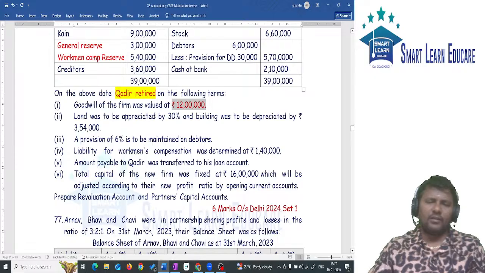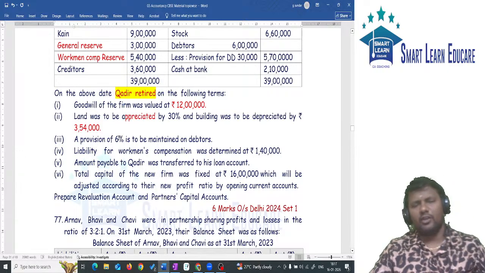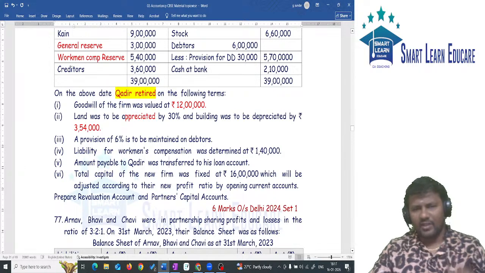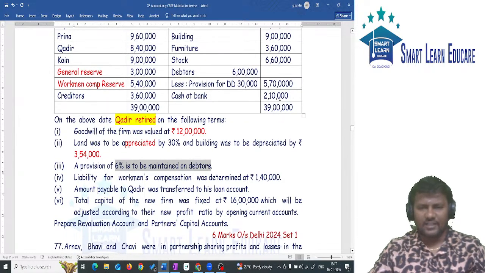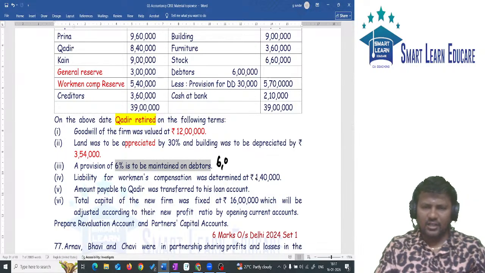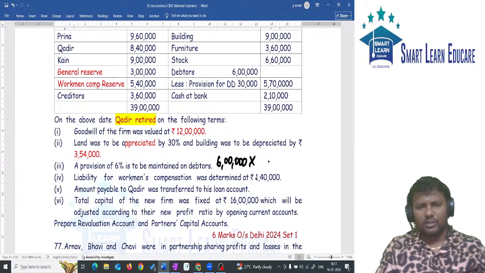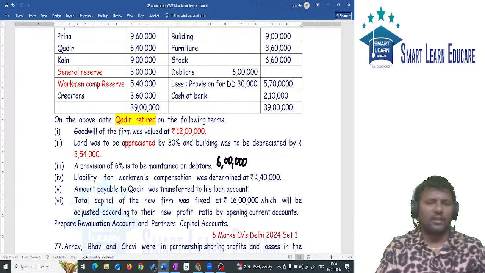Land appreciated, meaning increased, by 30%. Building depreciated by 3,54,000. This 3,54,000 is the reduction in value. Provision is maintained at 6%. Already we did one more question on provision. I told you provision should be calculated on 6 lakh. 6 lakh into 6% will give you 36,000. 36,000 is the amount of provision we require.